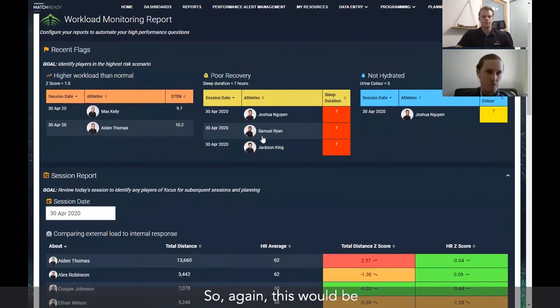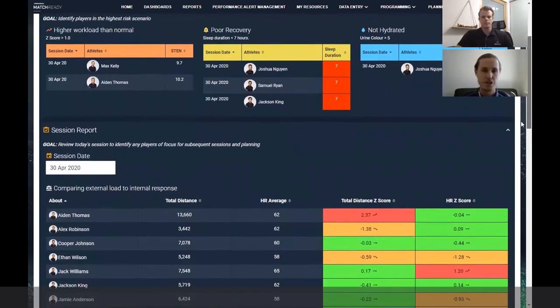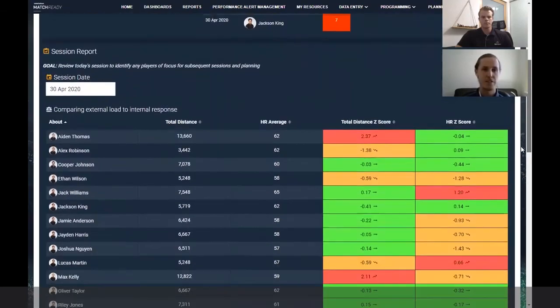So again, this would be my first landing page. I would have built this out as my heuristics, or my profile, of where my players are at. And then I could potentially go off and be straight into interacting with the athletes and ensuring that I'm actually actioning on this information.